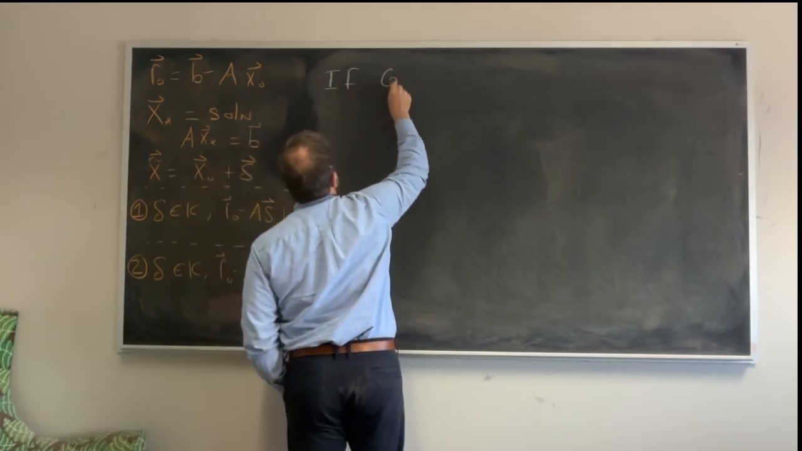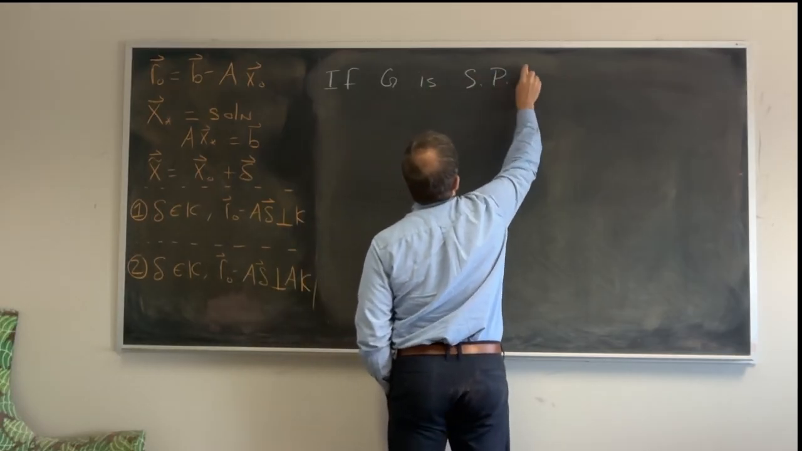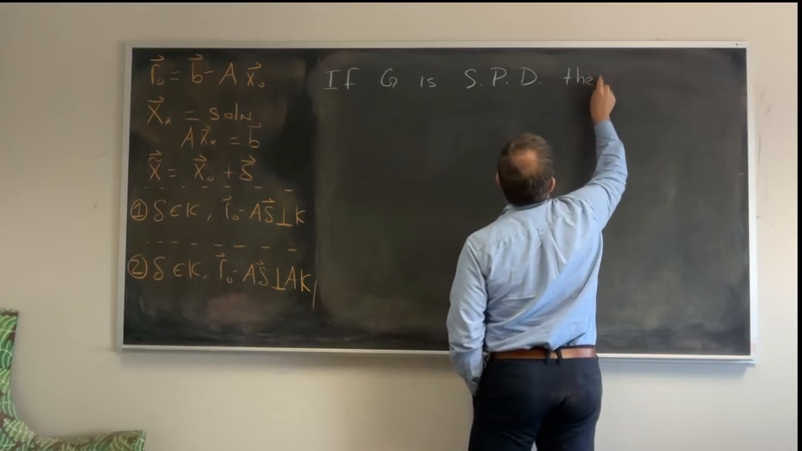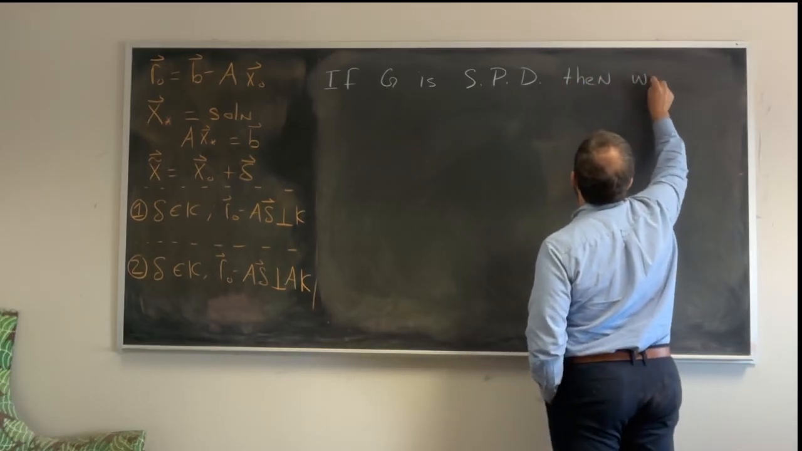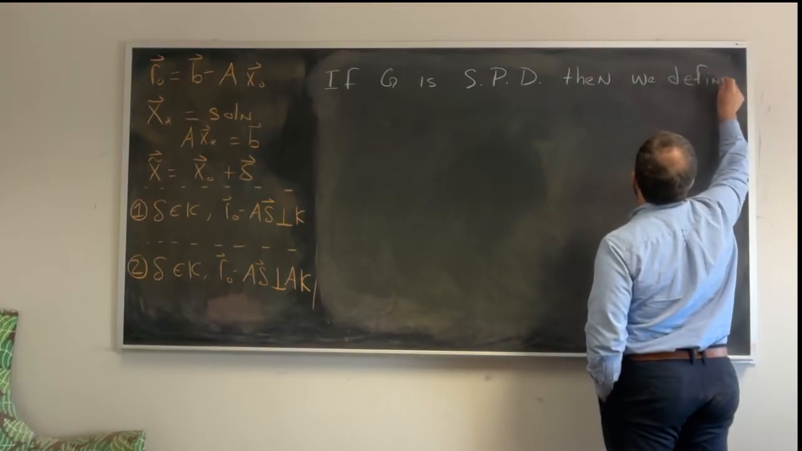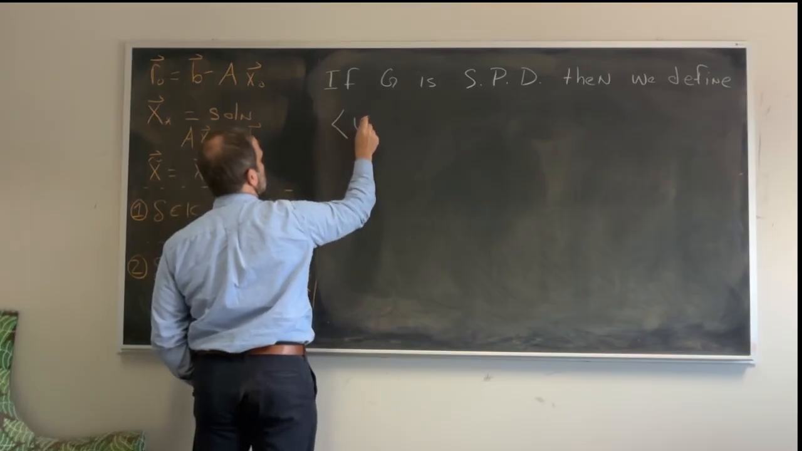If G is a symmetric positive definite matrix, then we can define an inner product in the following way. So I'm going to use this notation.